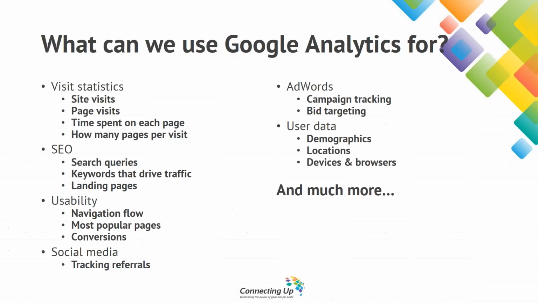Now, some of the other things that we can use Google Analytics for are visit statistics, so we can understand the site visits, the page visits, the time people spend on each page and how many pages per visit. For our search engine optimization, we can understand which search queries people are typing into Google or Bing or Yahoo or whichever search engine they're using to get to our website. That helps us understand which keywords are driving our traffic and helps us create better pages for that content.